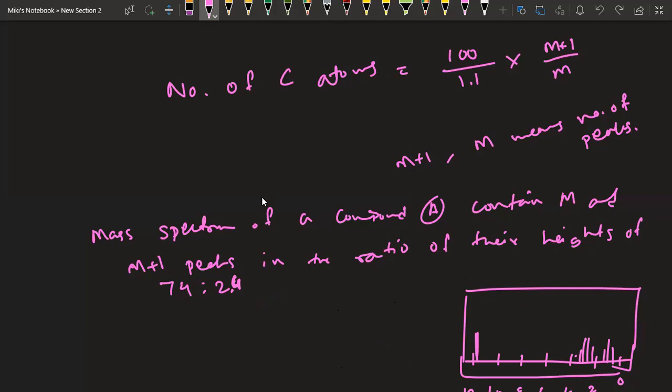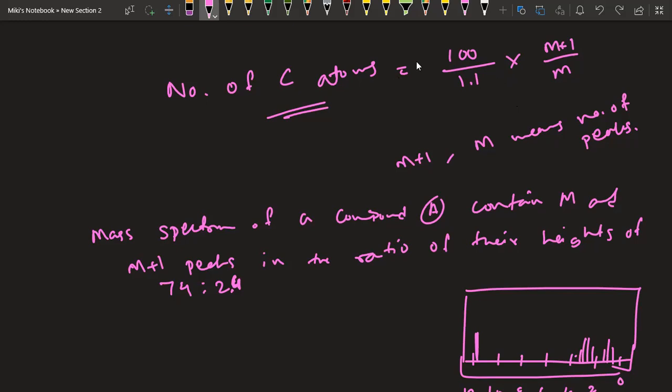Just know that we can find the number of carbon atoms using this M plus 1 over M formula, and multiplying it by 100 over 1.1, we can get the number of carbon atoms. So this is the formula you have to remember and recall every time. I can't completely recall what this M plus 1 over M ratio specifically means, if it has a certain value holding into it, but that's the thing.